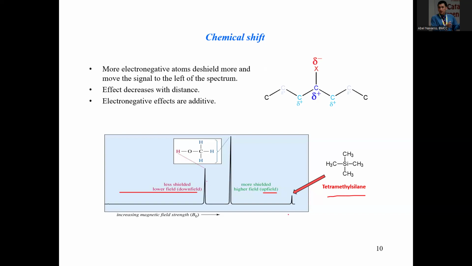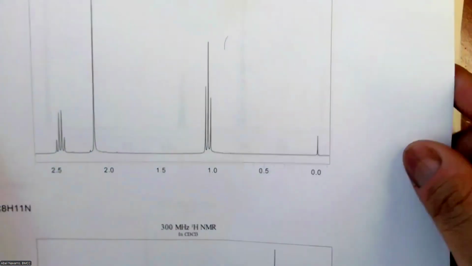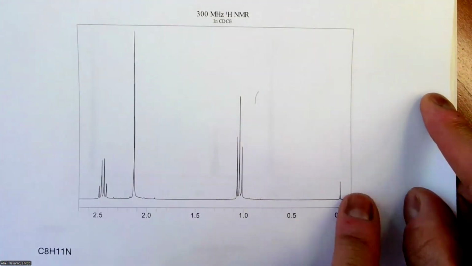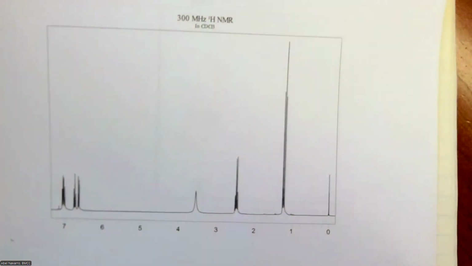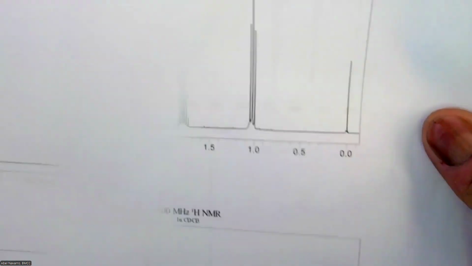TMS, tetramethylsilane. You will always see a very tiny peak. I'll show you right now. We're going to be doing these practice problems. You see right here, this is an NMR sample. You see here 0 ppm, this tiny peak. That's not your sample, that's a standard. We use an internal standard in our NMR samples. That's TMS, very small. Here's another one, 0 TMS. Here, 0 TMS. So that doesn't really represent anything.